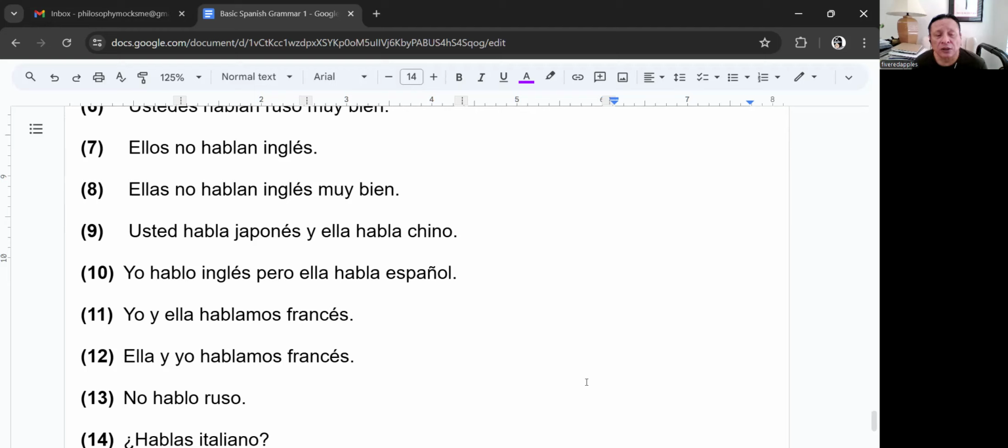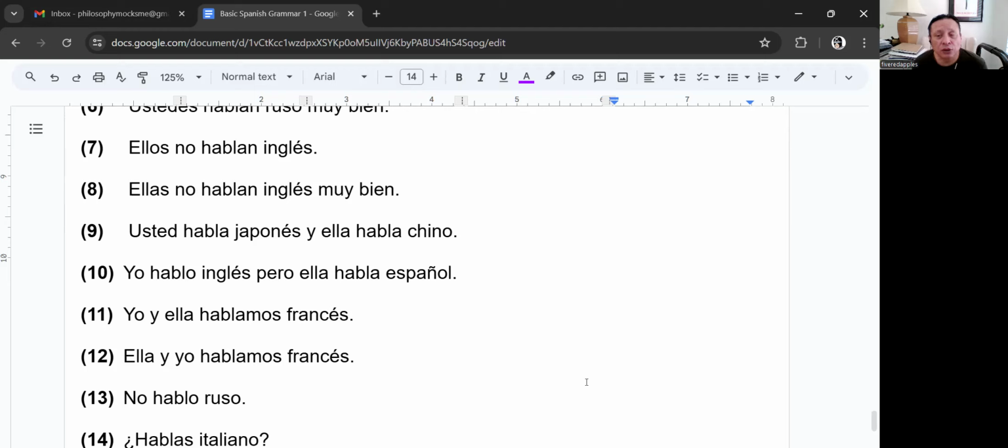Okay, number 9. Usted, important in Spanish. Usted habla japonés y ella habla chino. Whoa, our grammar's picking up. I threw in a new word, but I'm not going to define it for you, because if I have to define it for you, I don't know what to tell you. You are not going to learn Spanish. That's not true, but I have little confidence in your cognitive abilities. Usted habla japonés y ella habla chino.